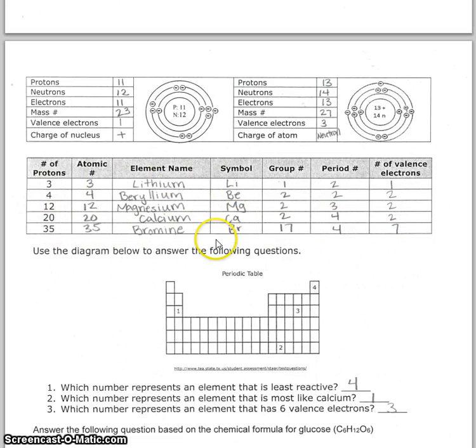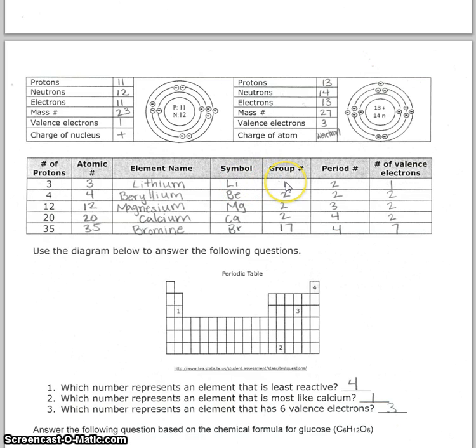The table here, remember the atomic number represents the number of protons. So if I have 3 protons, then my atomic number is 3. Looking on my periodic table then, my element is lithium. My symbol is capital L, lowercase i.